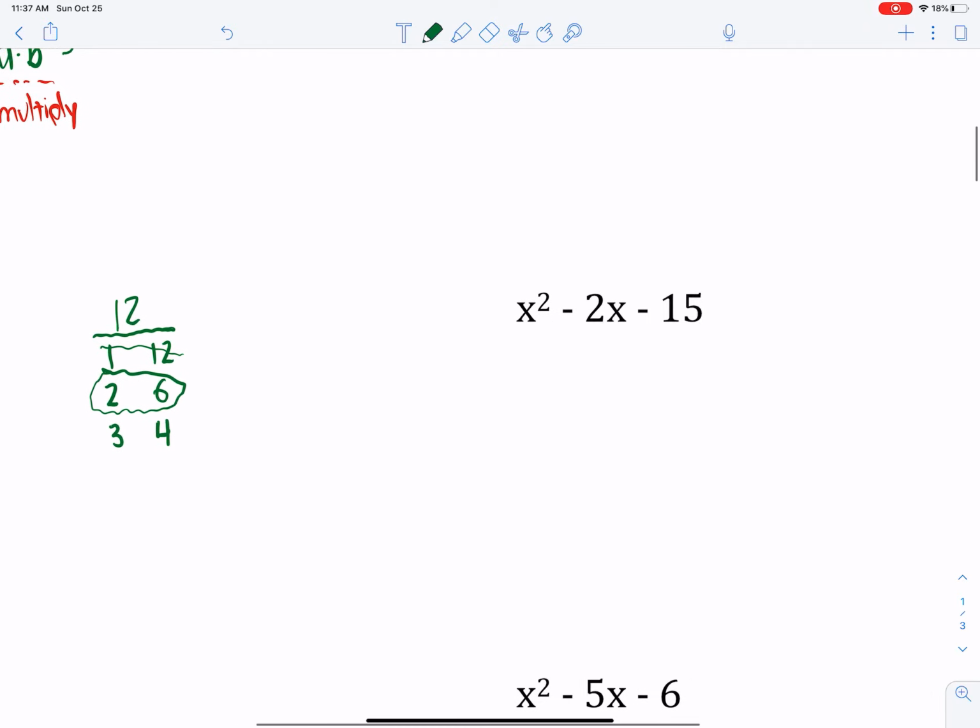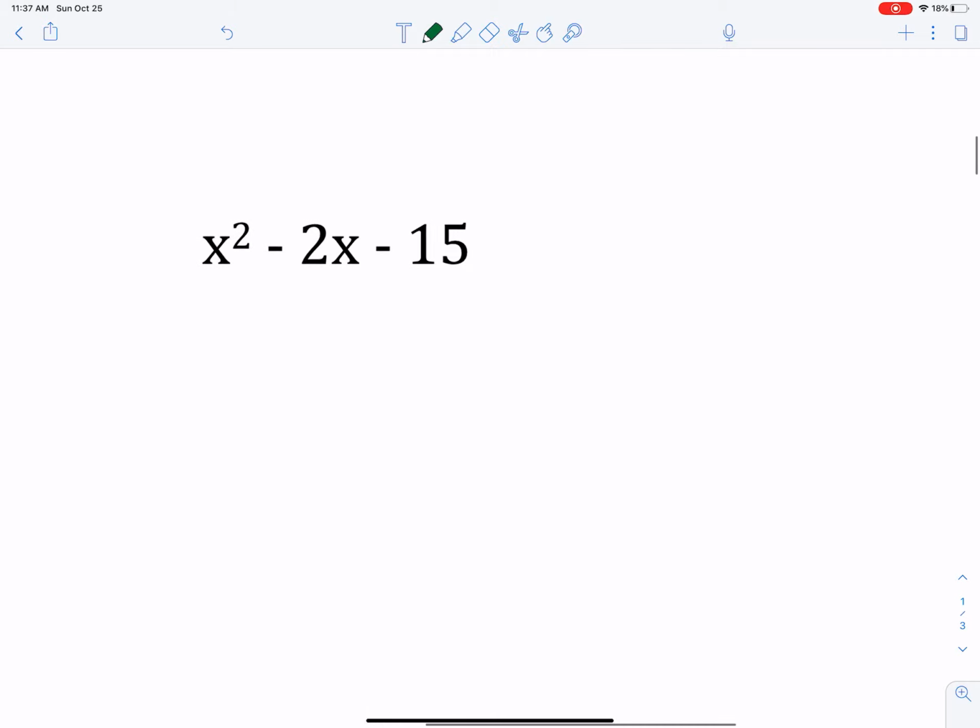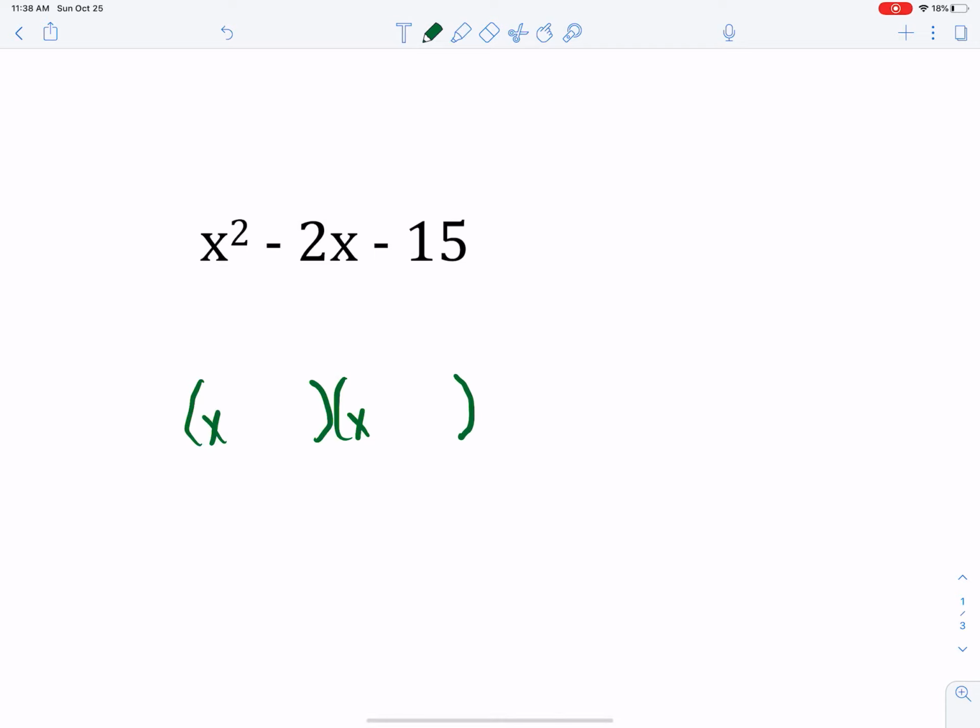So let's try our next one. Here we have x squared minus 2x minus 15. When you're factoring a trinomial that starts with x squared, you can put an x at the beginning of each parentheses. x times x is x squared. Now our goal is to figure out what we can multiply to get our last number, negative 15, that is going to add up to our middle number, negative 2.